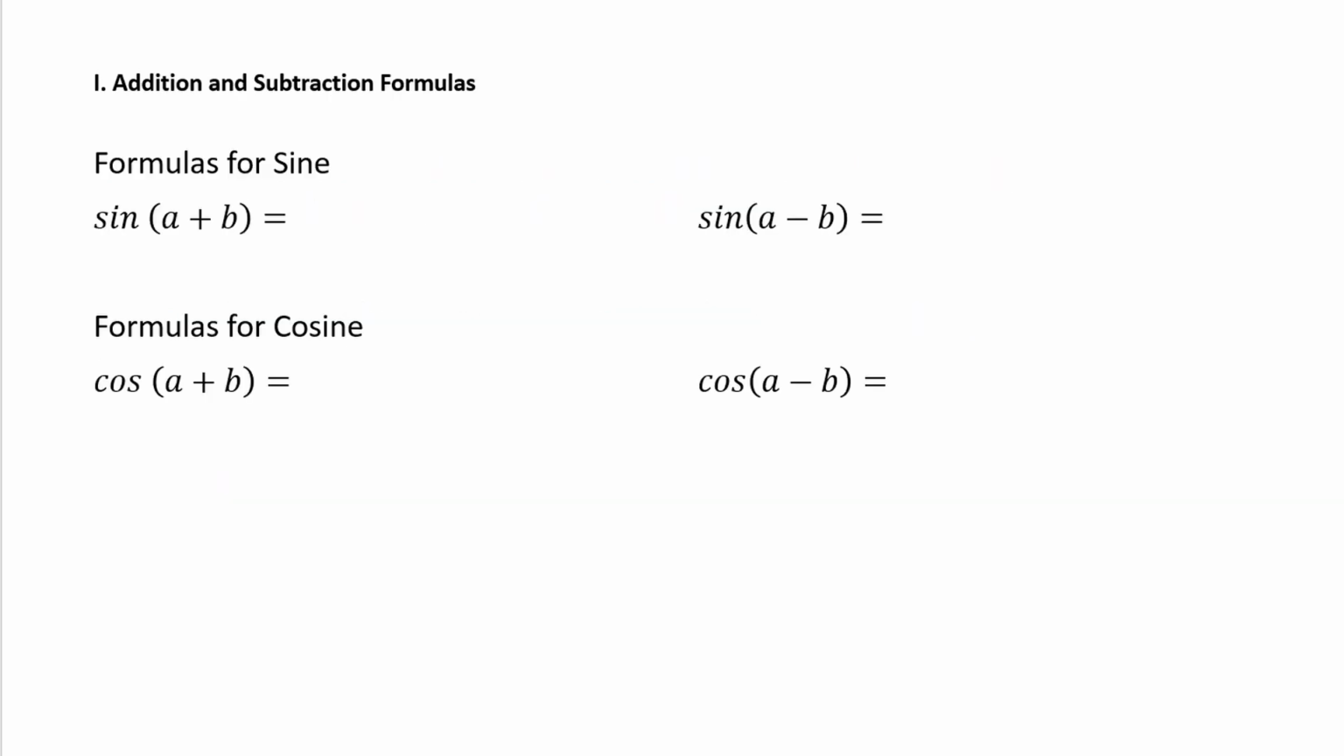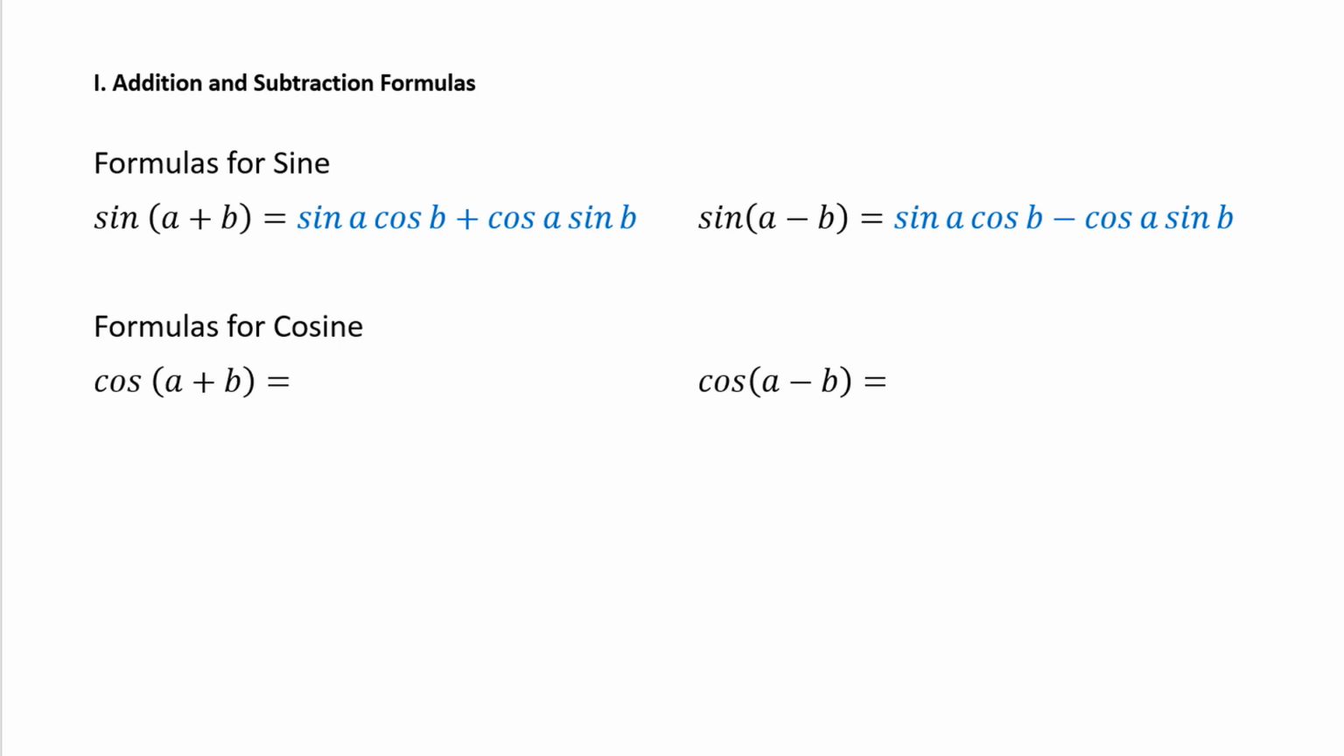Roman numeral 1, addition and subtraction formulas. In this lesson, we continue to add to our list of fundamental trig identities. Here we're going to add the subtraction and addition formulas. Formulas for the sine. The sine of a plus b quantity is equal to sine a cosine b plus cosine A sine B, and the sine of A minus B quantity is equal to sine A cosine B minus cosine A sine B.